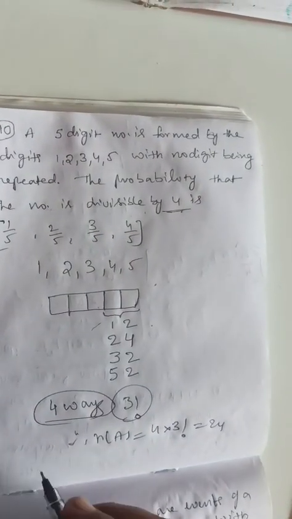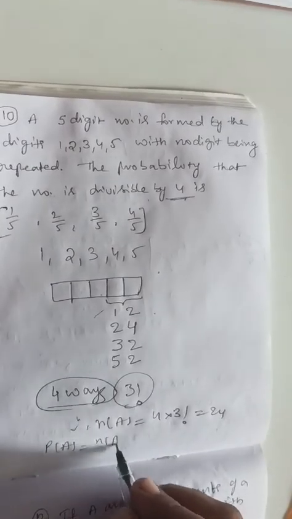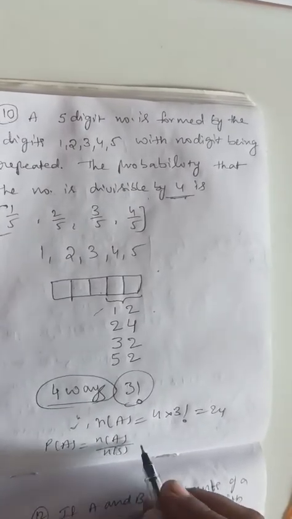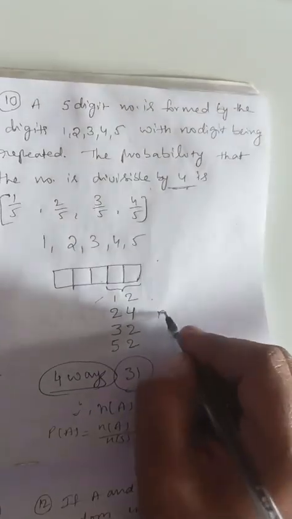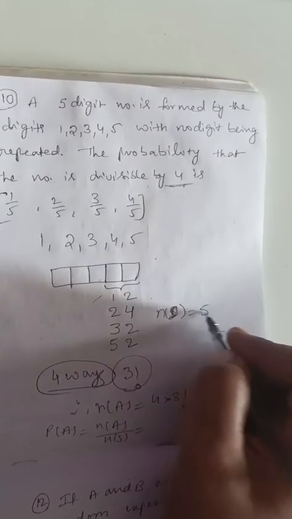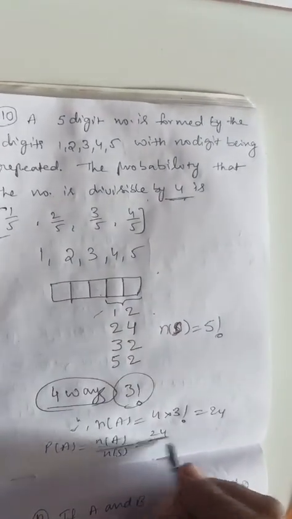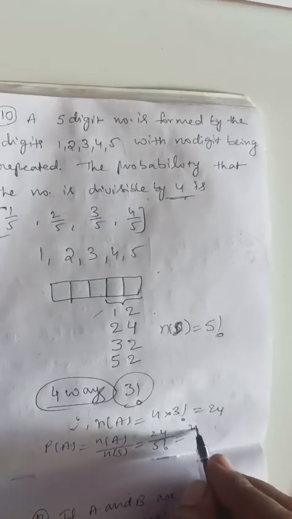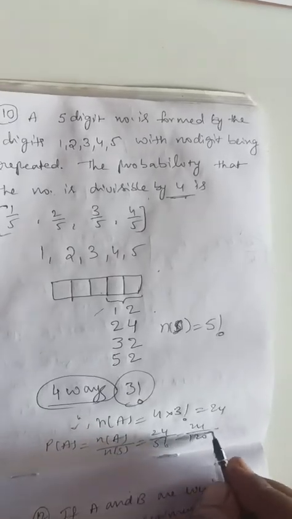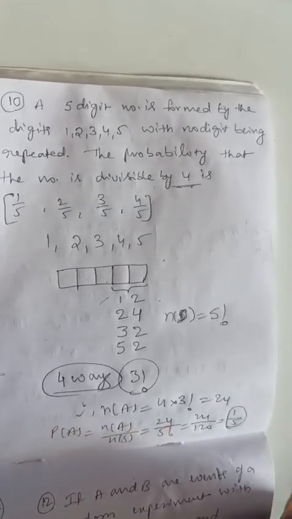And P of A is n of A by n of S. What is n of S here? We are forming 5-digit numbers, which can be formed in 5 factorial ways. So this is 24 by 5 factorial, so 24 by 120, which is equal to 1 by 5. 1 by 5 is the answer.